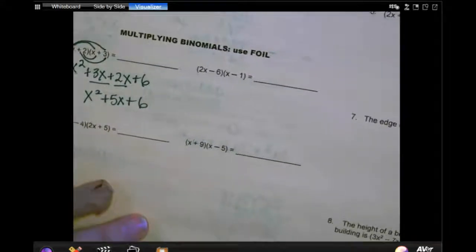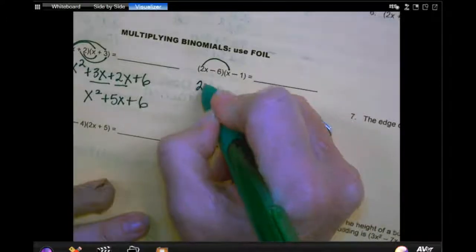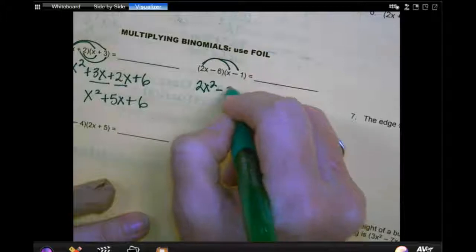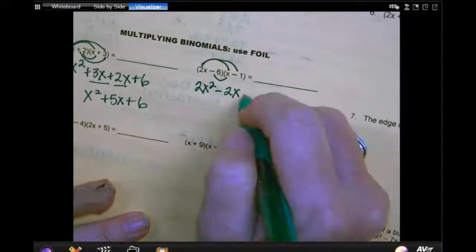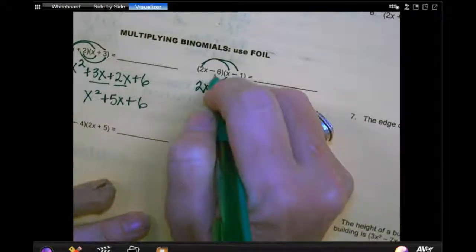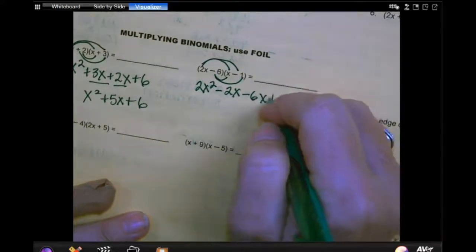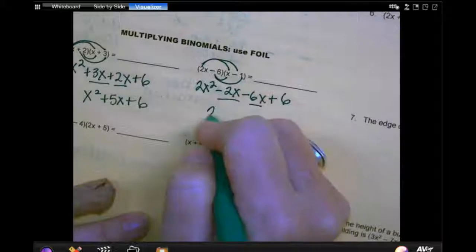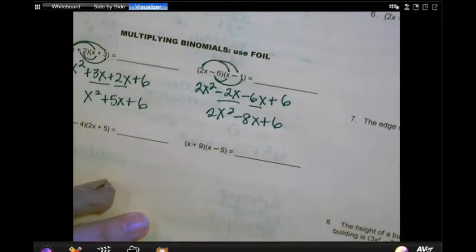So for the next one, I'm going to do the same thing. 2x times x gives me 2x squared. 2x times minus 1 gives me minus 2x. Minus 6 times x gives me minus 6x. And then negative 6 times negative 1 gives me plus 6. So when I combine like terms, I get 2x squared minus 8x plus 6.